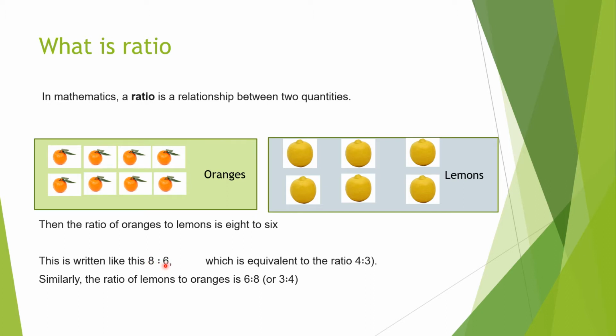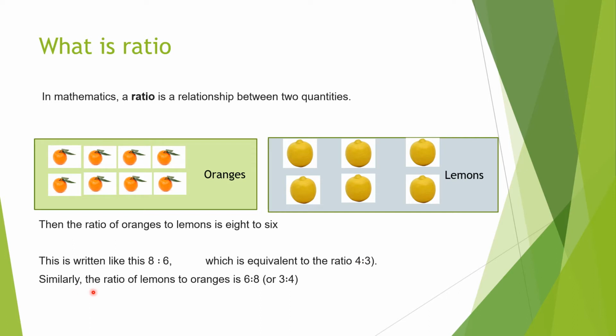How do you reduce ratios to their lowest terms? You divide by the highest common factor. That is the highest number that can go into both numbers without leaving a remainder. In this case, 2 is the highest common factor. 2 into 8 gives you 4. 2 into 6 gives you 3. Hence, we end up with 4 to 3.